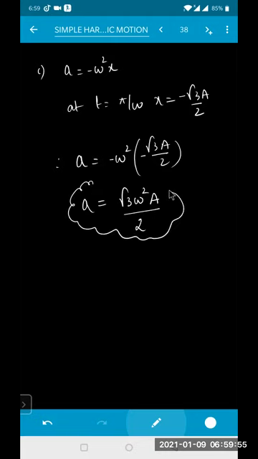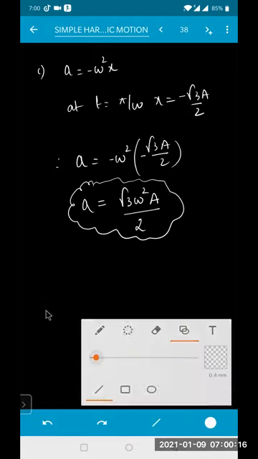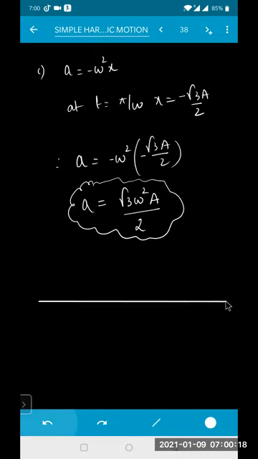So acceleration is root 3 omega square into A divided by 2. So acceleration is what for me? Positive. Acceleration is right now positive. That means if I am taking the particle somewhere at t is equal to 0, then this will be the mean position, beta, x is equal to 0. This will be the extreme position on the left side, and this is your extreme position.